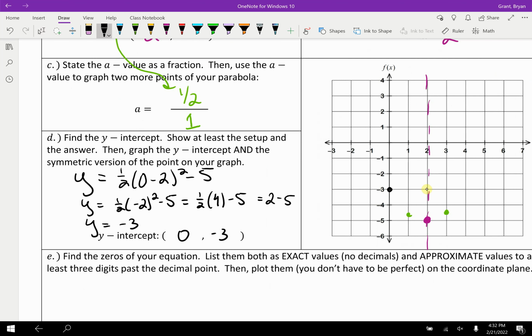1, 2, 1, 2. So we have the start to our parabola. Looking pretty good. And notice that up 1 over 2 certainly couldn't be on our parabola because then it would go straight up and that wouldn't be a function anymore.